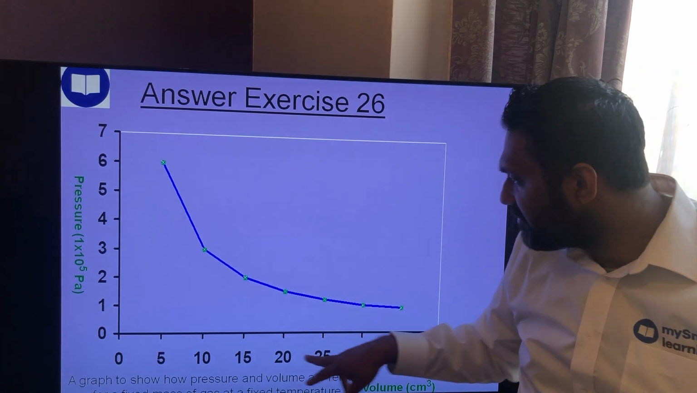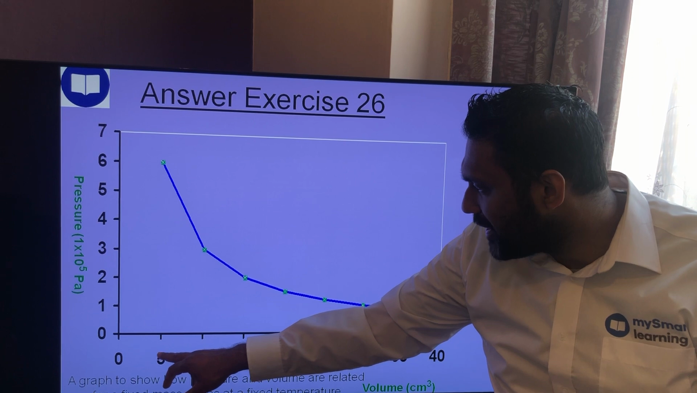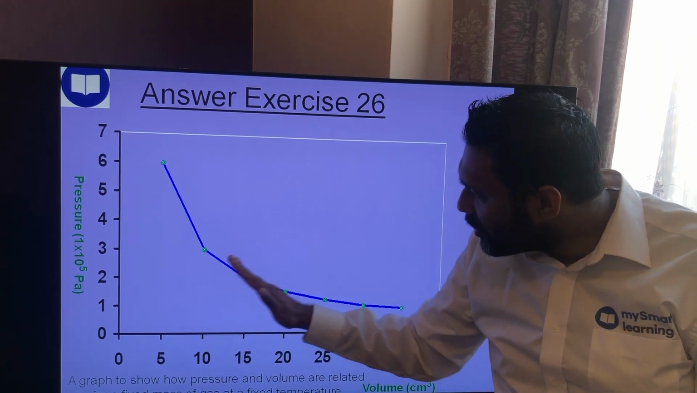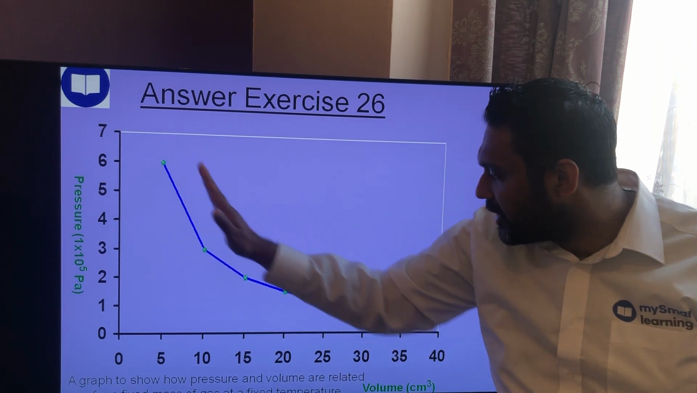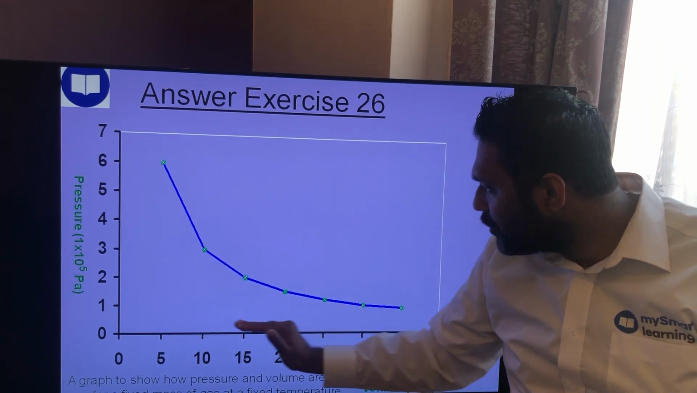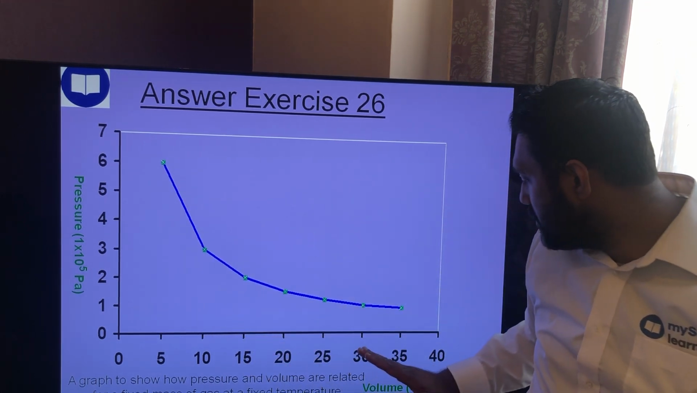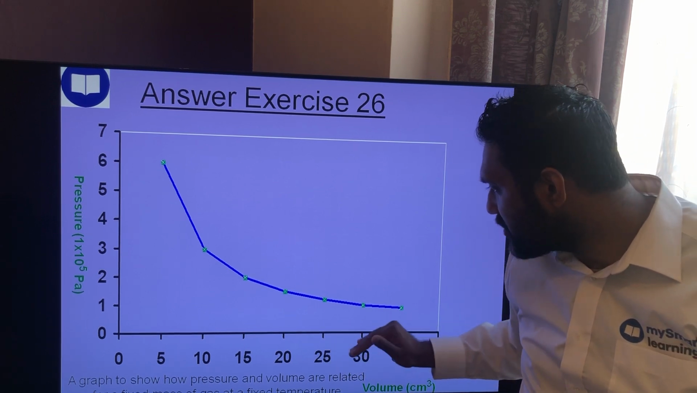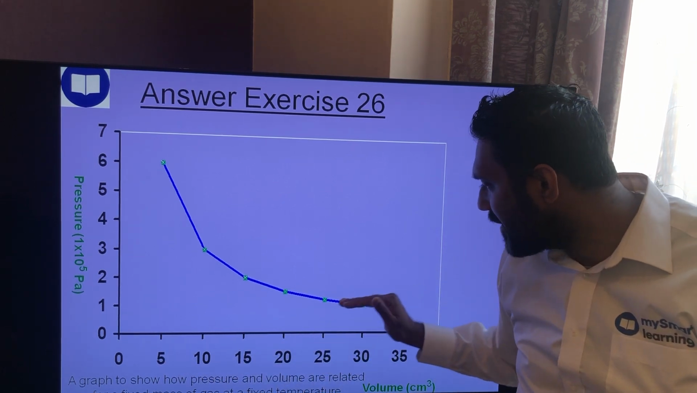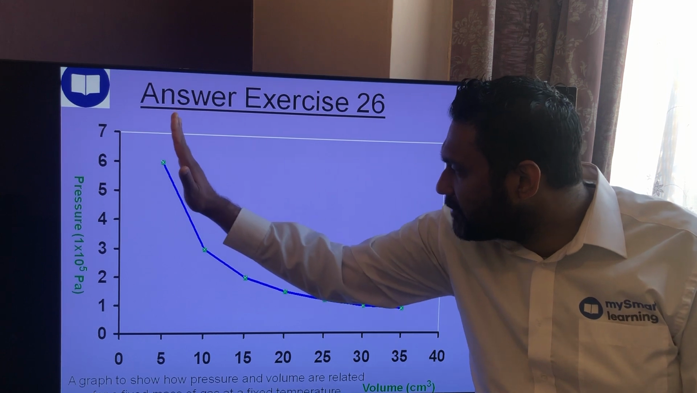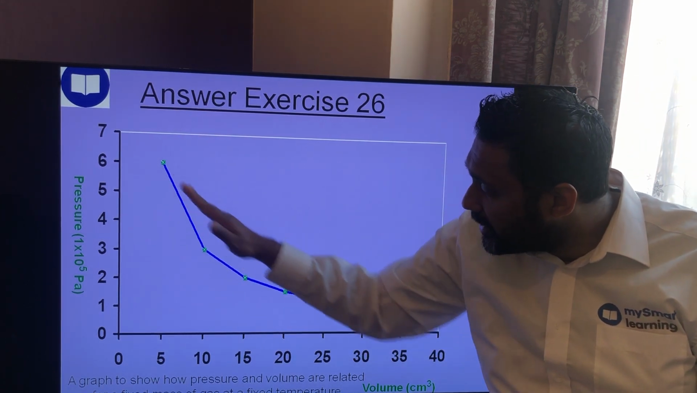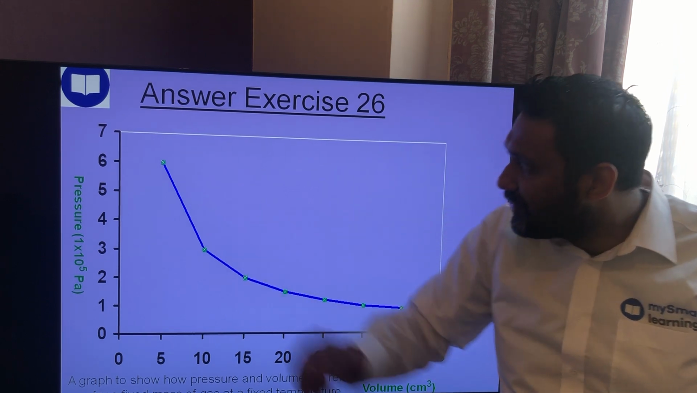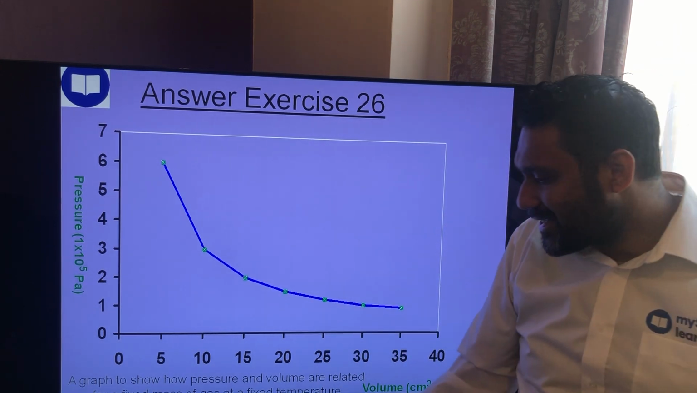So if I decrease the volume, so make the volume less, you can see it doesn't go up in a uniform way like in a straight line. It actually starts to curve exponentially. So as I decrease the volume this way, so I've got a smaller space, the pressure increases, but not in a direct way, in an exponential way there, you can see. So that's the end of that then.